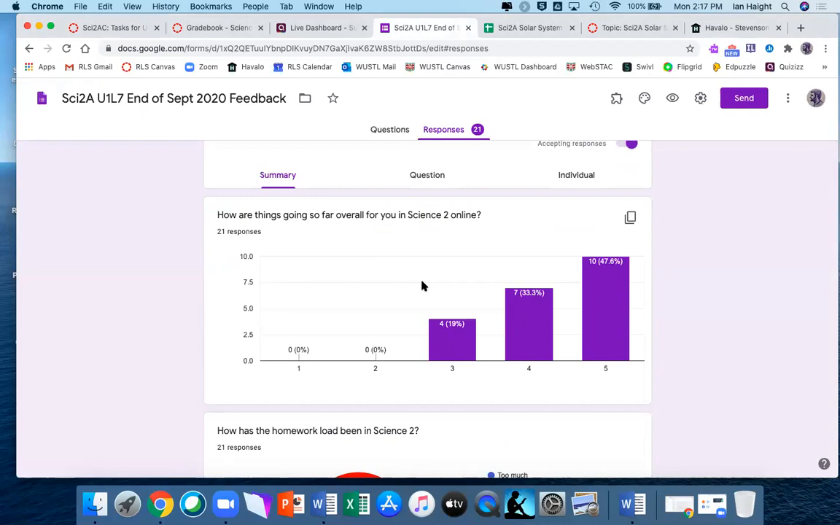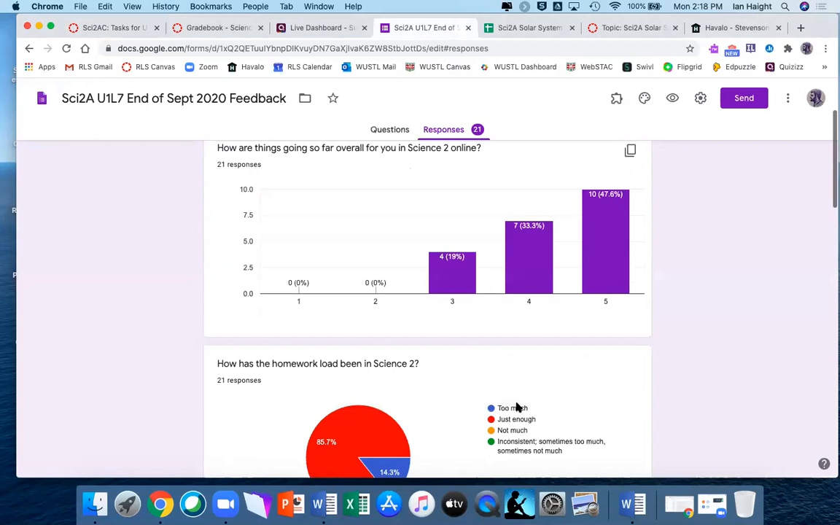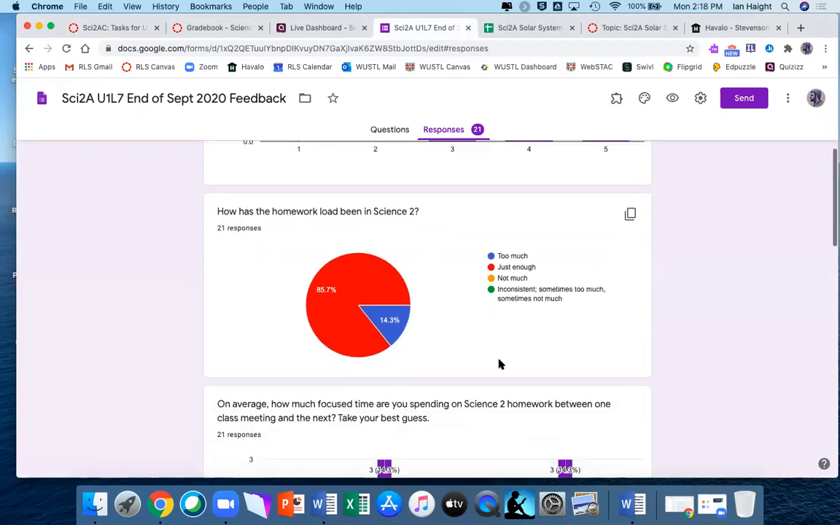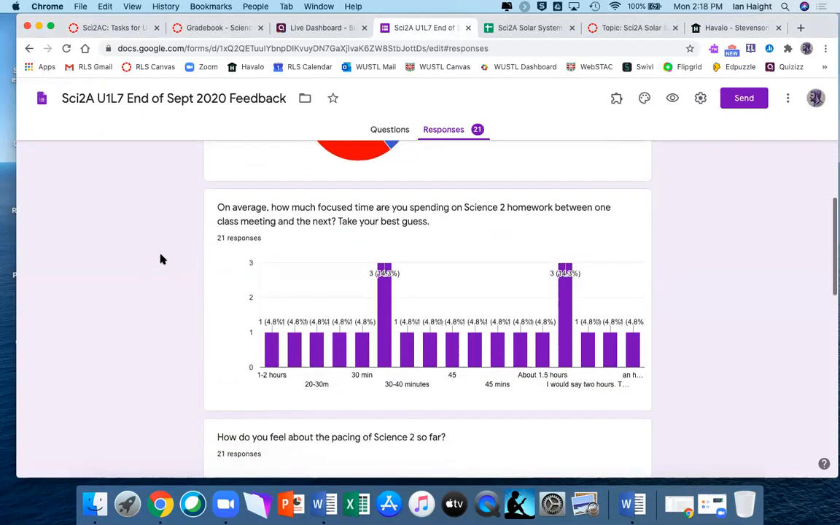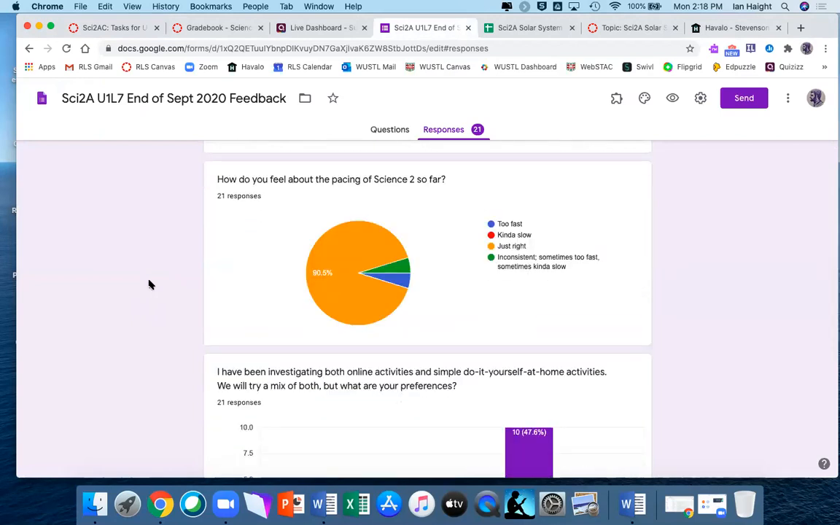In terms of how things are going, looks like we're on the higher end of engagement, which I'm happy to see and hopefully we'll continue to do. For homework, it looks like most of you feel like it's just enough, though some of you feel like it's a little too much, so I will keep that in mind and try to modulate the load as much as possible, especially in terms of reading. The time spent on homework ranges from 20 to 30 minutes to 1 to 2 hours, so that is definitely inconsistent. In terms of pacing, everyone's feeling good so far.